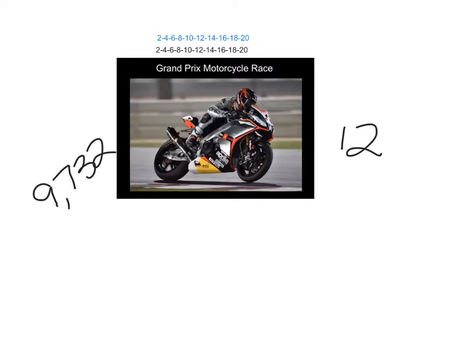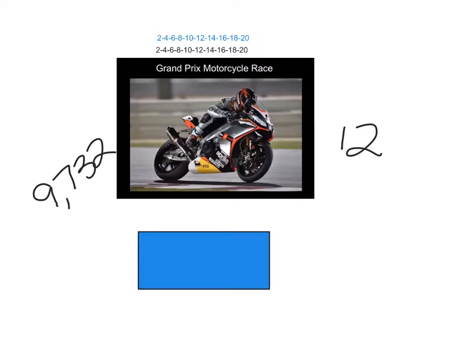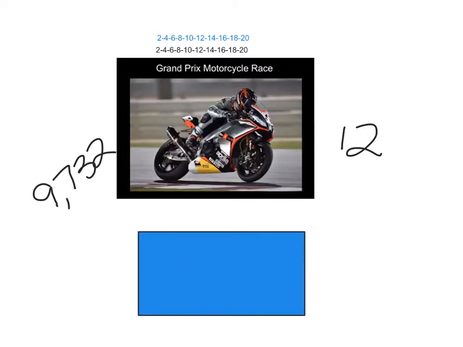Now your challenge is to figure out how many miles must each rider ride their motorcycle each day, right? So that's really a division problem. So we're going to write our area box here, and we've got the 9,732 miles that they must ride inside the area box, and we're dividing that by 12 because they've got 12 days to ride this many miles, right?